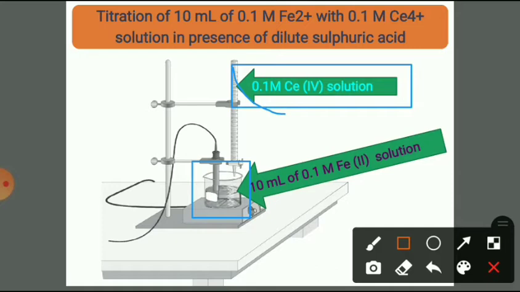The electrode is dipped in the beaker and is connected to the potentiometer. So this is all about the setup of titration, in which we have taken the 10 ml of 0.1 molar Fe2+ solution in the beaker, and the 0.1 molar cerium 4+ solution in the burette.